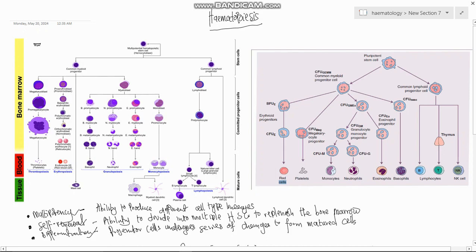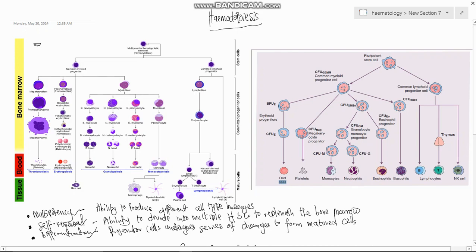So when we talk about multipotency, it's the ability of the hematopoietic stem cells to produce different cell type lineages. And when we talk about self-renewal, it's the ability to divide into multiple hematopoietic stem cells to replenish the bone marrow. And then when we talk about differentiation, it's the ability of progenitor cells to undergo a series of changes to form matured cells. So these three are basically what the hematopoietic process is entirely about.